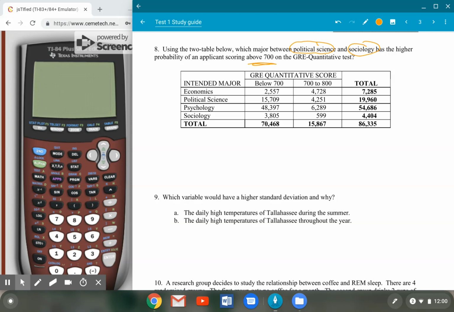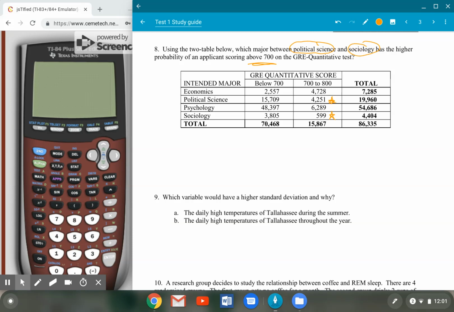So if I look, political science had 4,251 people scoring 700 to 800, and sociology had 599. So it's very tempting to say, well, there were more people in political science, 700, 800, than there were in sociology, so political science has the higher probability.